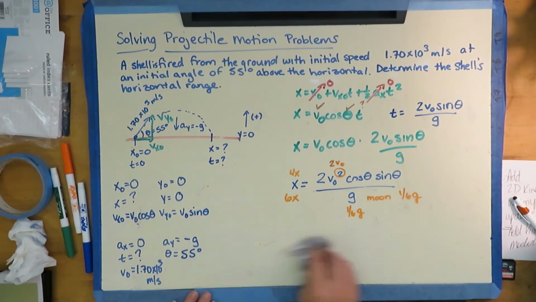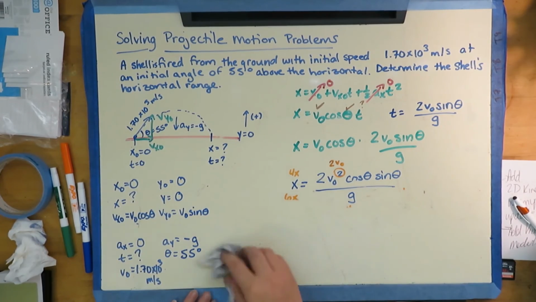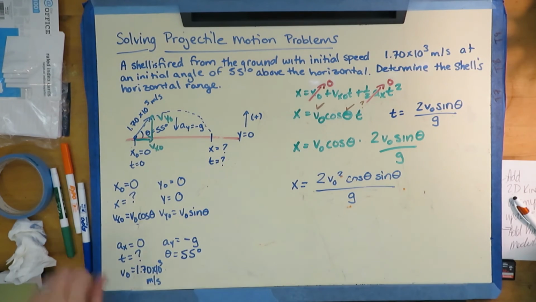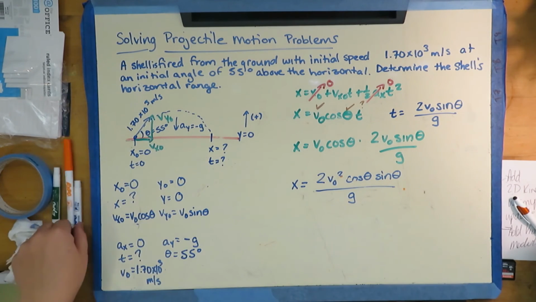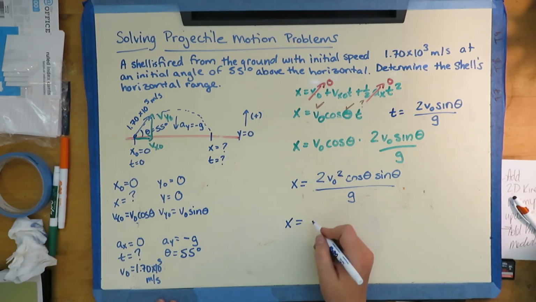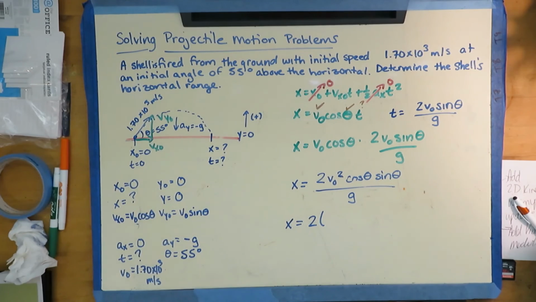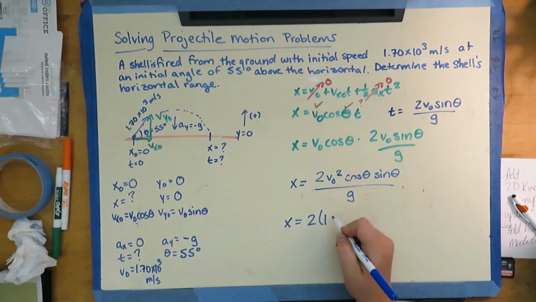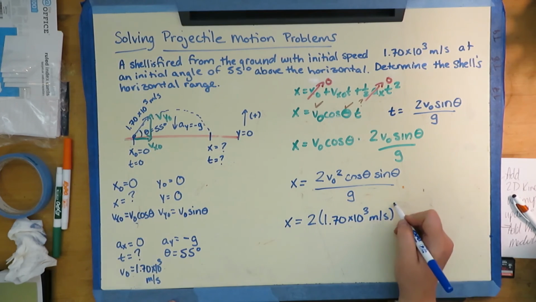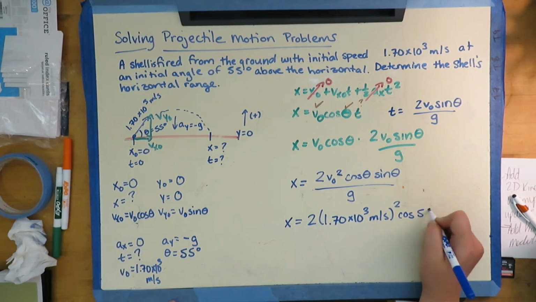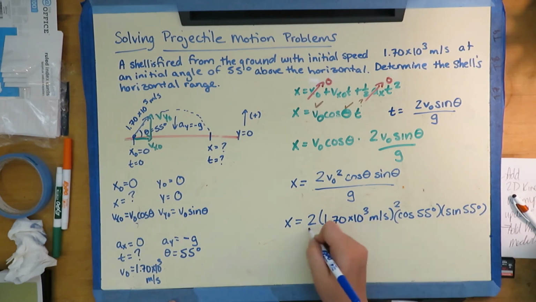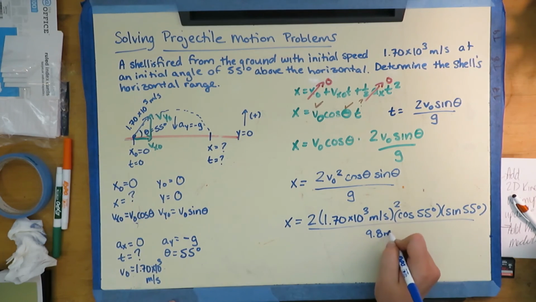Now, if I actually wanted to go through and plug in numbers, I can. Numbers to me just get in the way. But numbers are values, and engineers care about numbers a lot more than physicists do. If I wanted to, I would show my work properly. So I would show my numerical substitution of V0, which is 1.70 times 10 to the third meters per second, squared, cosine of 55 degrees, sine of 55 degrees, all over 9.8 meters per second squared.